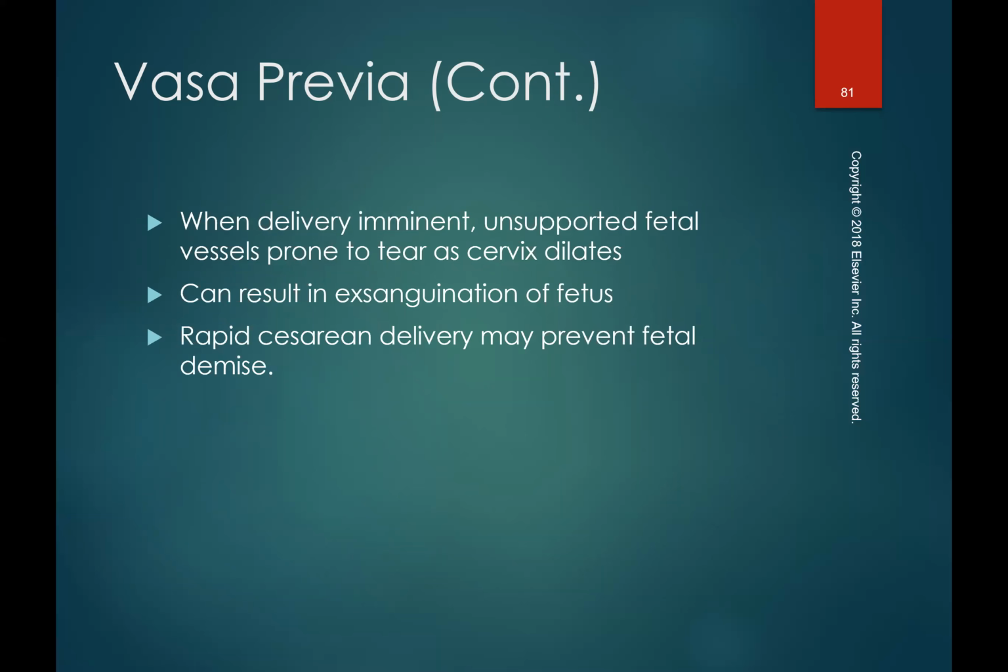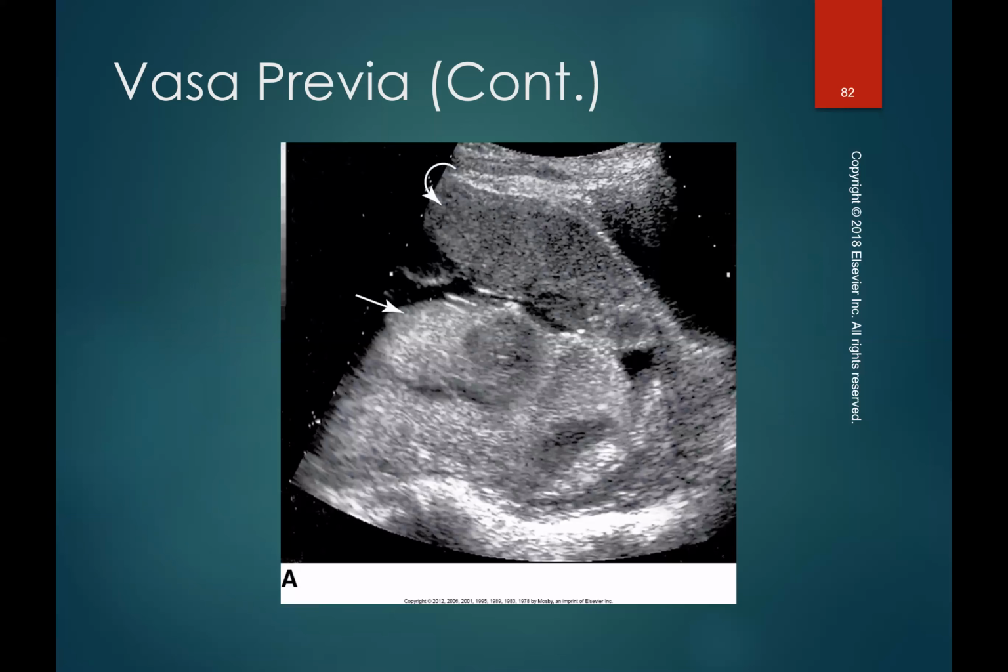When delivery is imminent, unsupported fetal vessels prone to tear as the cervix dilates can result in basically the baby not being able to breathe. Rapid cesarean delivery may prevent fetal demise.